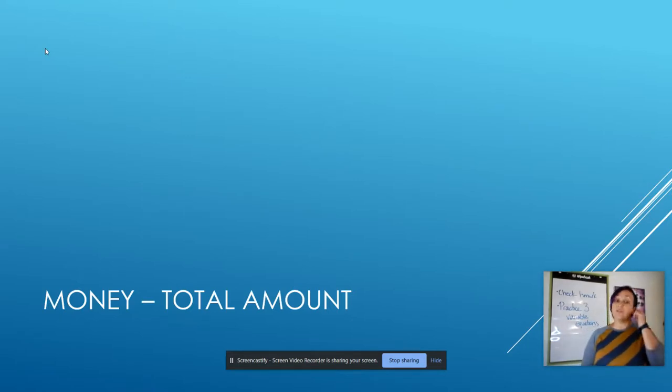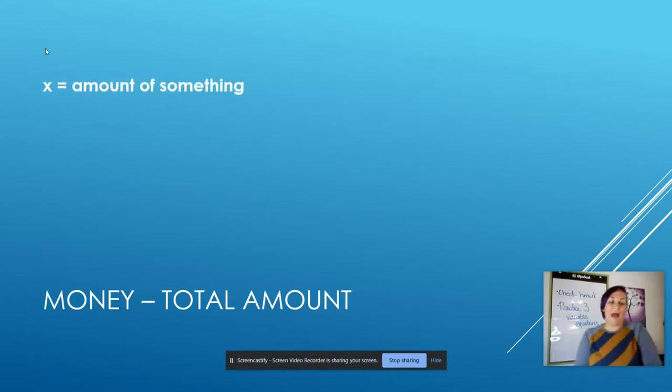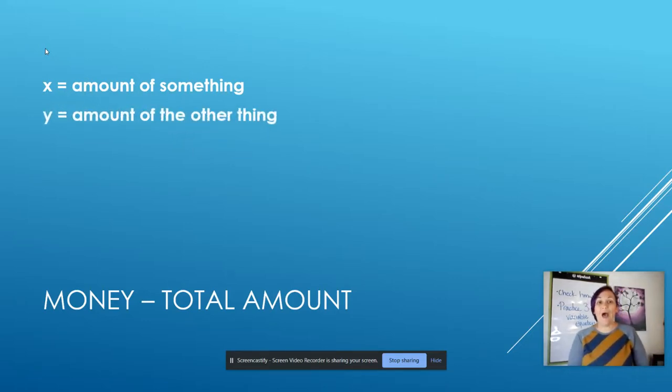Okay, so we're going to start with a total amount, and I called it a total amount because they told you the total amount that they spent, and they told you the total amount of things that they purchased. In these problems, your X will be how many of a thing that you got, and your Y will be how many of another thing that you got. So again, potential things could be the amount of children's tickets that you purchased and the amount of adult tickets that you purchased. How many hot dogs you bought and how many hamburgers you bought. How many popcorns you bought and how many sodas you bought.